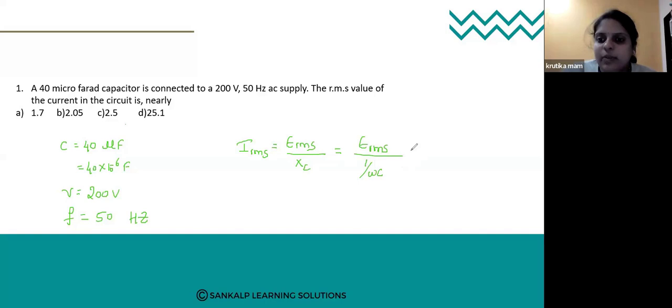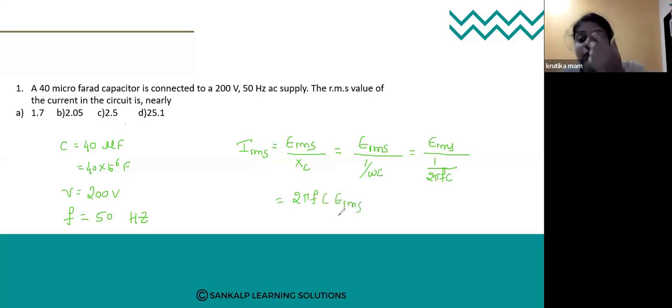We can take it as 1 upon omega C, which is equal to ERMS upon, so the omega value is also not given. So omega can be written as 2 pi F, and C we write as it is. So if you simplify this formula, it will become 2 pi into F into C into ERMS, because of the denominator. So when we simplify, we get 2 pi F into C ERMS.